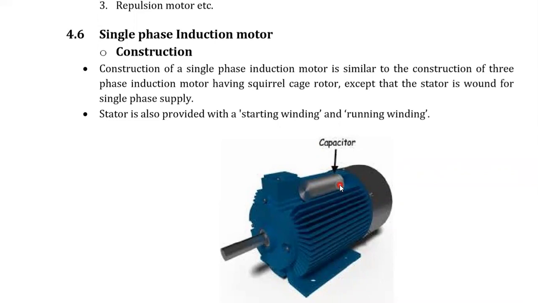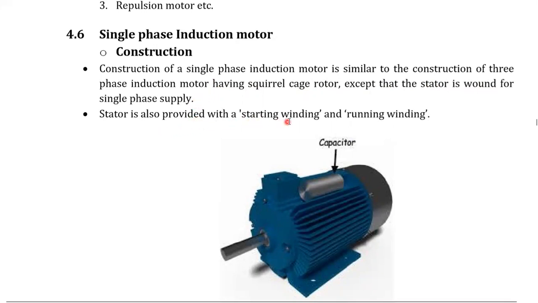The construction of a single phase induction motor is similar to that of a three phase induction motor, having a squirrel cage rotor, except that the stator is wound for single phase. A squirrel cage rotor has only conducting bars, either aluminum or copper. A single phase induction motor has only a squirrel cage rotor.